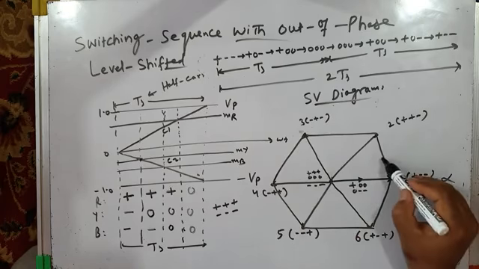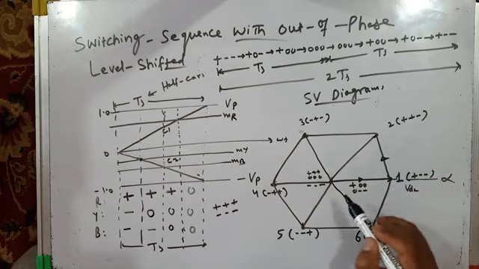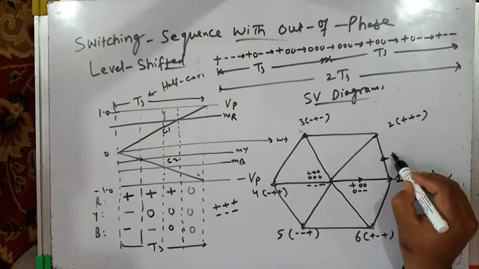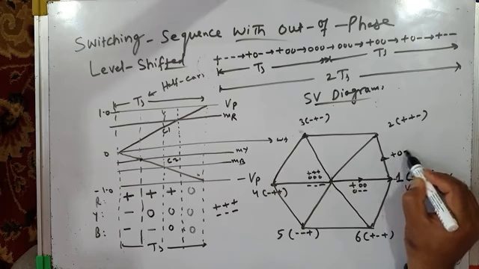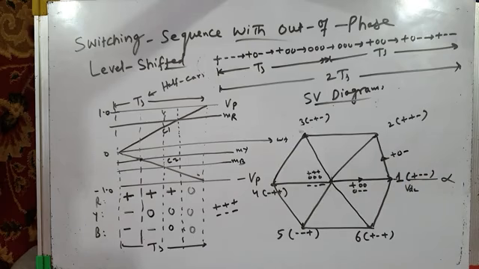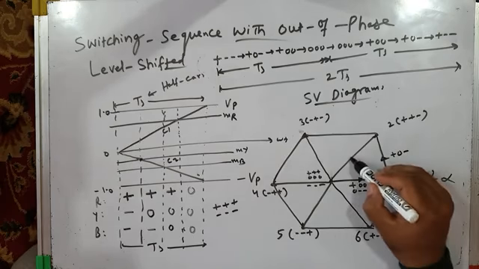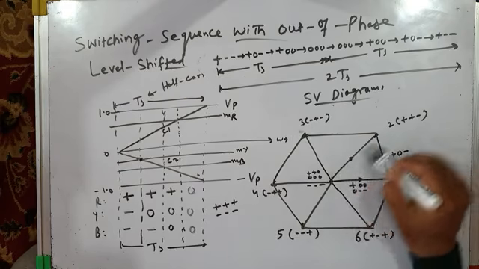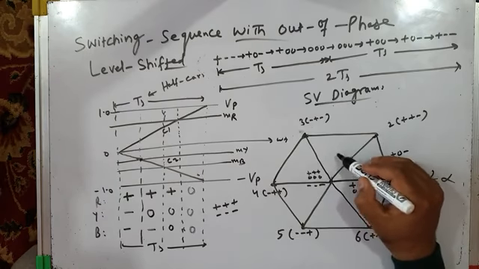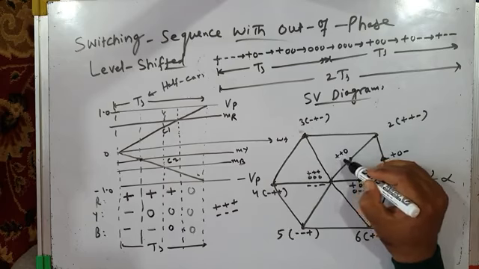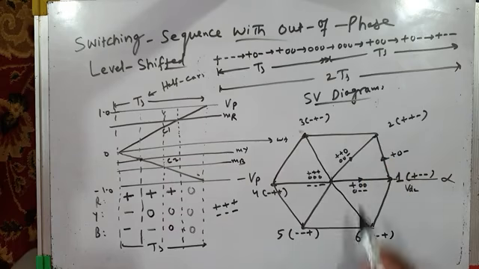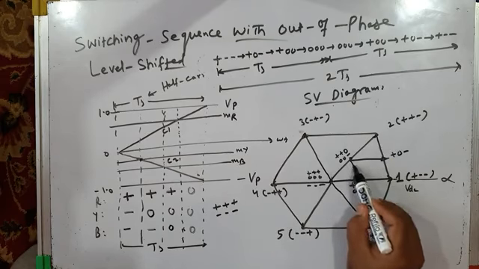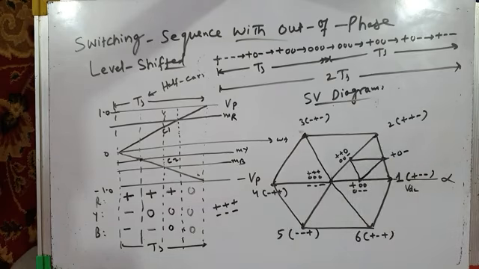Another voltage space vector will come here, produced by the switching sequence plus 0 minus in the middle. Another voltage space vector will be in the middle here, somewhere here, produced by plus plus 0 and 0 0 minus. Those switching states produce the same vector. And if you join these, then you will have 4 triangles.